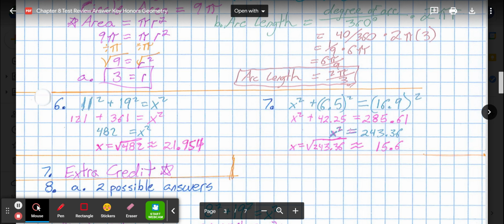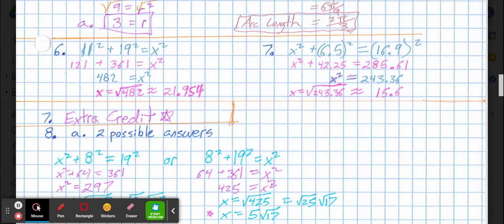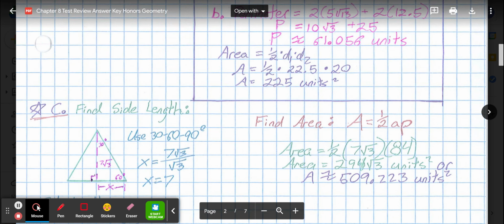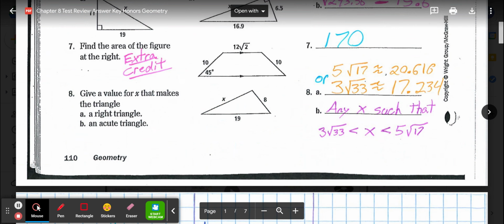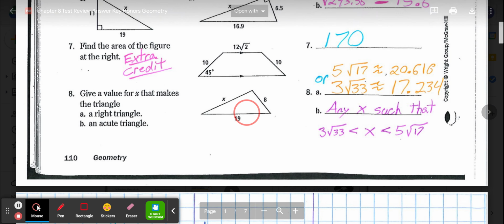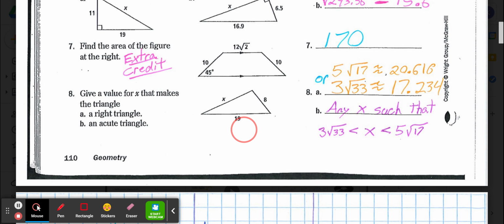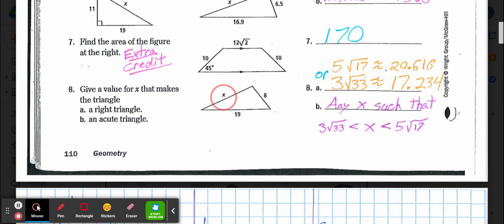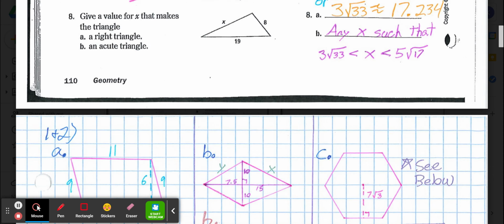Now, as I mentioned, number 7 on the review and your test is extra credit, so I'm not going to go through that one. For 8A, they want us to come up with the values of x that would make this triangle a right triangle. So even though it's drawn this way, where it's not necessarily a right triangle, we need to do 2 different setups to find the value of x. One, if x is a leg, and the other, if x was our hypotenuse.